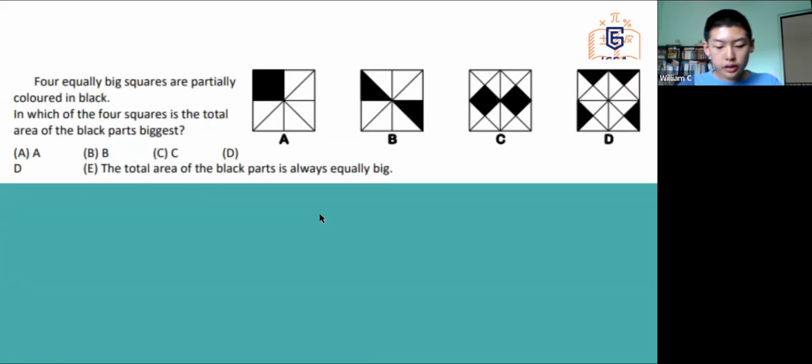The big squares are partially covered in black. In which of the 4 squares is total area of the black parts the biggest? The answer is E, so let's just move on.